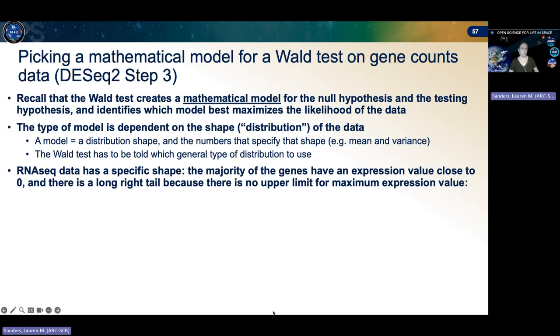RNA-seq data has a very specific shape. The majority of the genes have an expression value close to 0, but there's this long right-hand tail because there's no upper limit for maximum expression value. So most of these genes have low expression, but there are some genes that have really, really high expression.